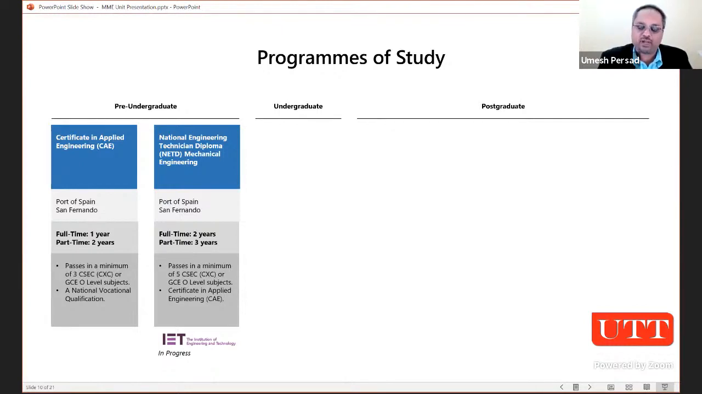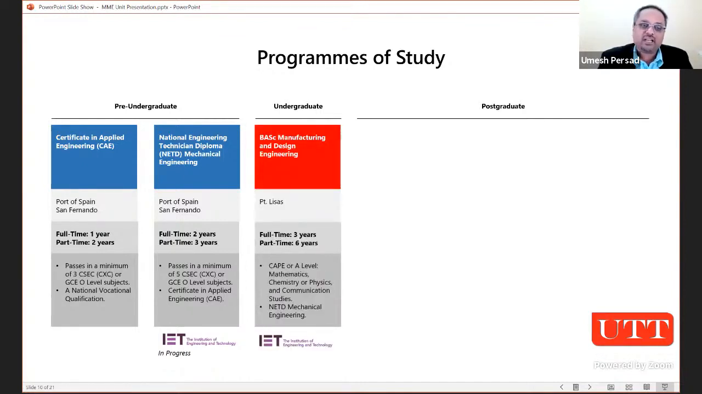As was mentioned before, again, 5 CSEC passes. Or you could have the Certificate in Applied Engineering, CAE, as a prerequisite to enter the NETD in Mechanical. I should also mention that our NETD is currently in the process of accreditation via the IET.